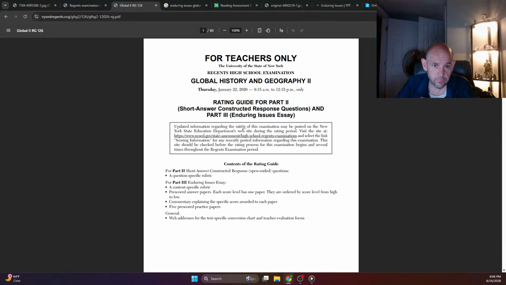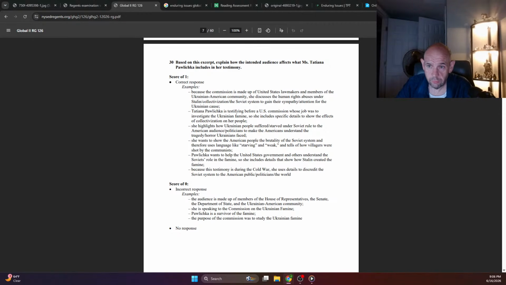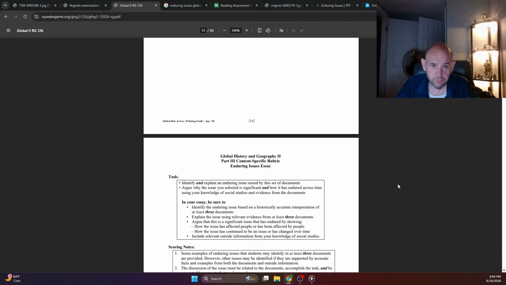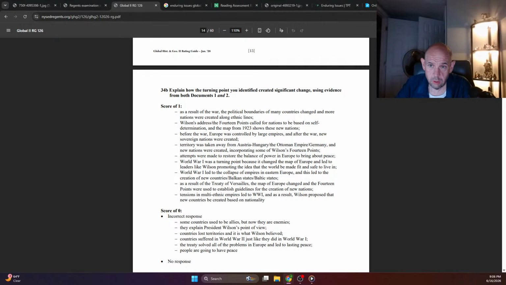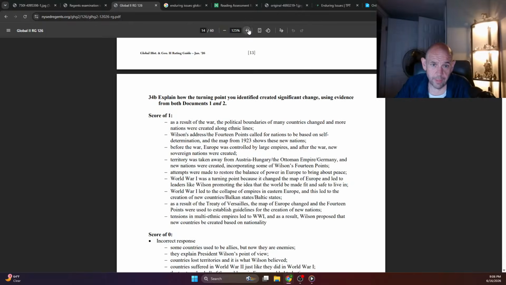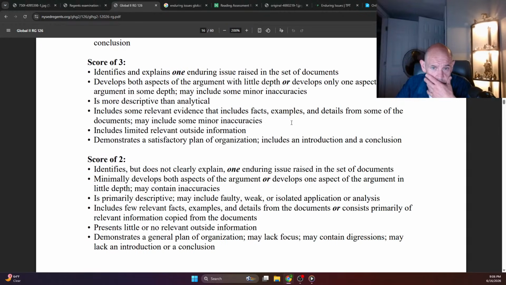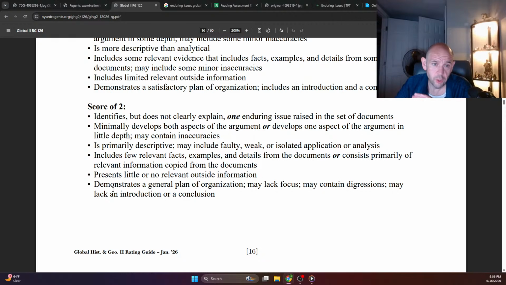Where'd my rubric go? Come back, rubric. Sorry, I gotta scroll down to it. It's very clear in the rubric that you must have an intro, a body, and a conclusion if you want any score that's not just completely terrible. Even a 3 demands intro, conclusion. All right? A 2 is a sign of no intro, no conclusion.